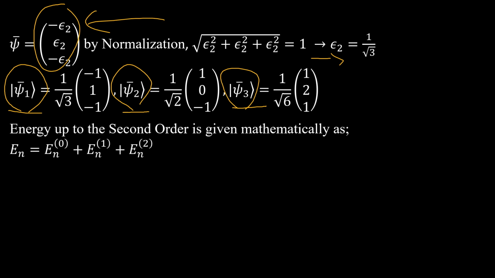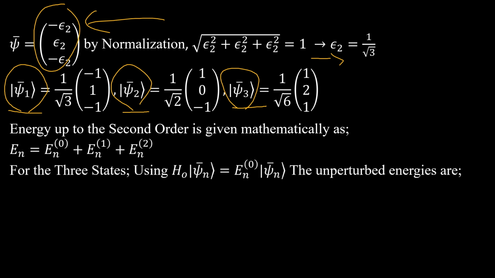So our energy up to the second order is going to be given mathematically as this expression: En0 plus En1 plus En2. We have three states, so we are going to solve this energy for the three states. First of all, using this expression, the unperturbed energies become 1, 2 and 4 respectively, which we can solve directly.